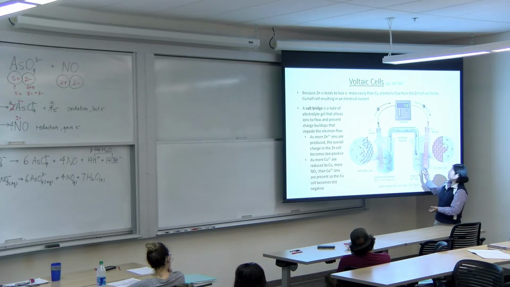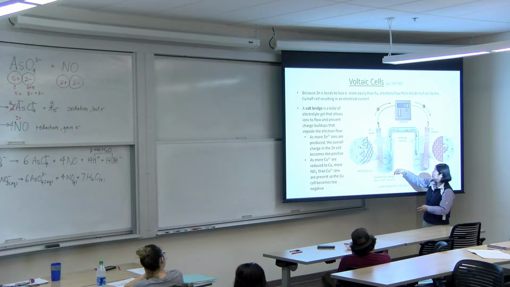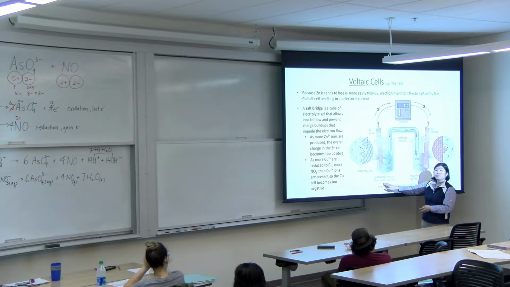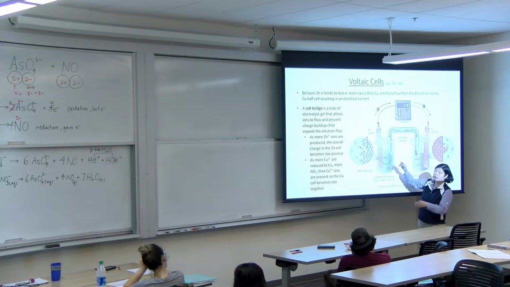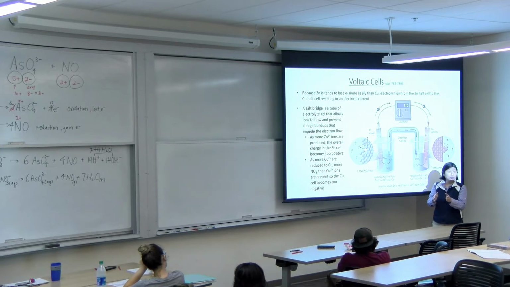Okay? How do we balance out that charge? We have a salt bridge. It's usually just made up of a very inexpensive salt like Na and Cl, Na+ and Cl-. And what happens is the Cl- will come in to pair up with the zinc 2+, right? You have a cation, you have an anion. So there's no buildup of charge. Does that make sense?